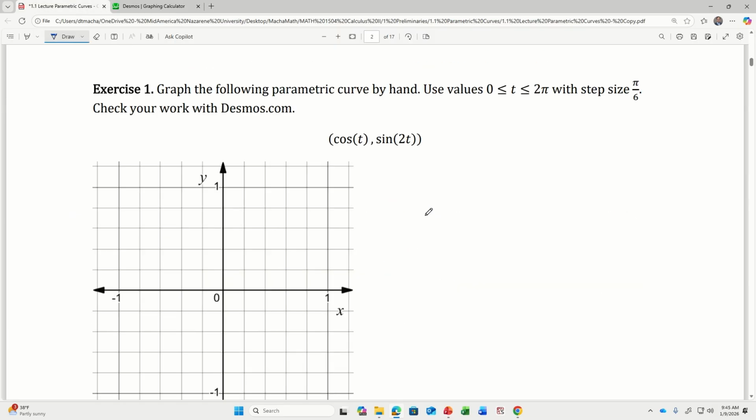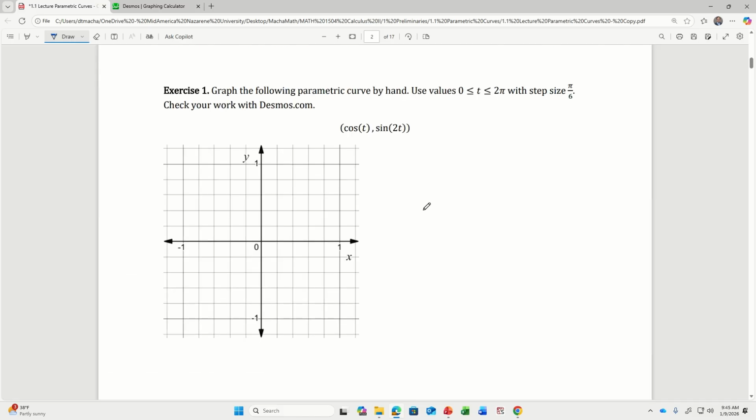Okay, so one thing I could ask you is graph the following parametric curve by hand. And if I ask you to do this on a test, I'll tell you which values of the parameter I want you to use. Like this time I'm saying, let t go from 0 to 2 pi, and we're going to use a step size of pi over 6. So this is going to be a lot of values of t, and we're going to have to calculate the corresponding values of x and y.